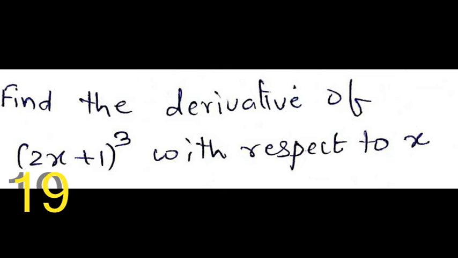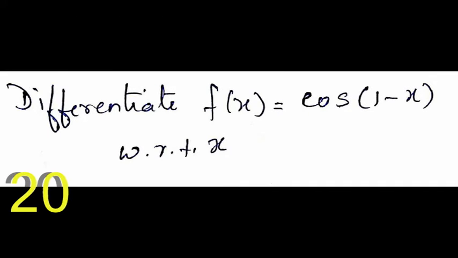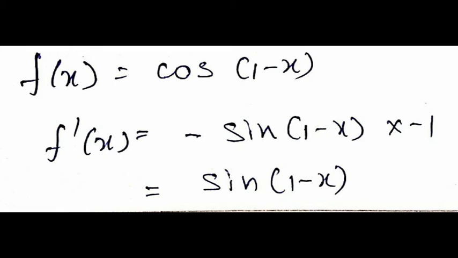Find the derivative of 2x plus 1 whole raised to 3. Using the formula derivative of x raised to n is equal to n x raised to n minus 1, we get 6 into 2x plus 1 whole square. Differentiate cos of 1 minus x with respect to x. Derivative of cos x is minus sin x, and derivative of 1 minus x is minus 1. Therefore, we get the answer sin of 1 minus x.